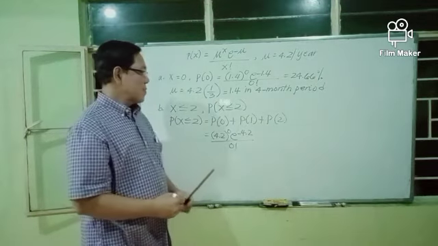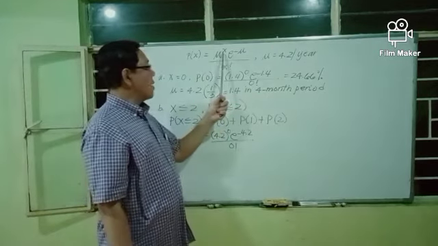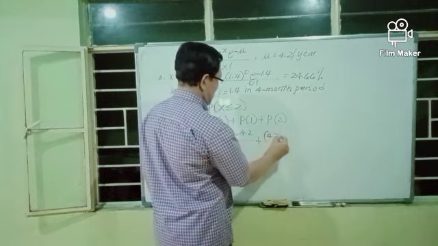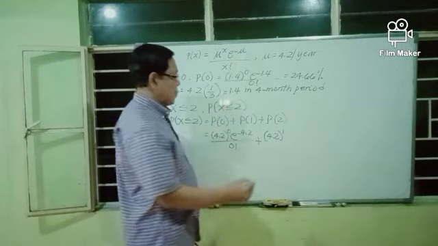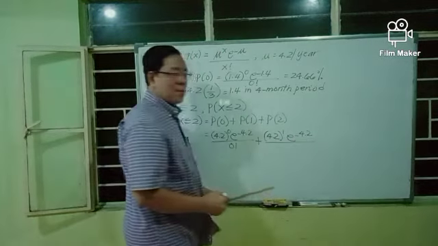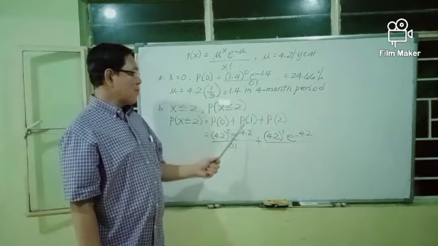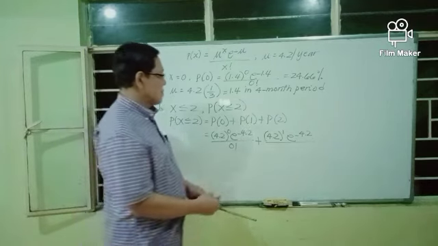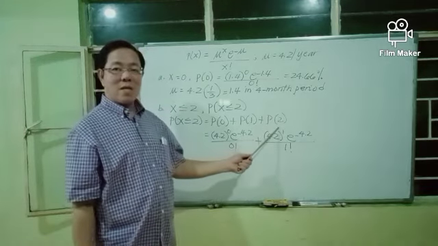0 factorial. Plus the probability x is 1. Mu is 4.2 to the power x is 1, multiplied by e to the negative mu, and mu is 4.2. Divide by x factorial. For the second term in this sum, x is 1. Denominator is 1 factorial. Plus the probability of x is 2.